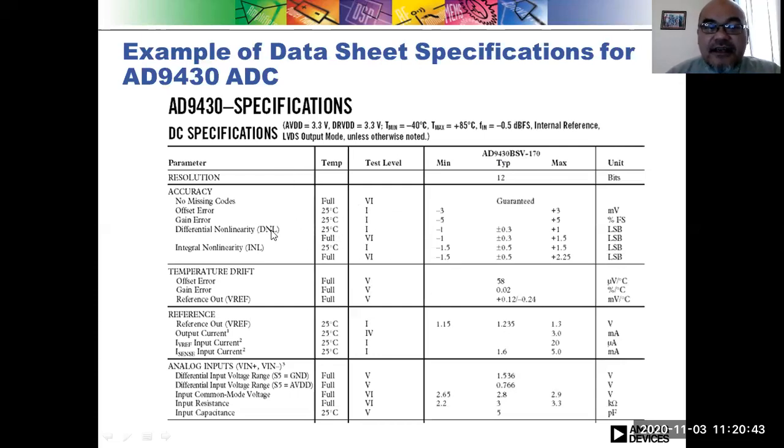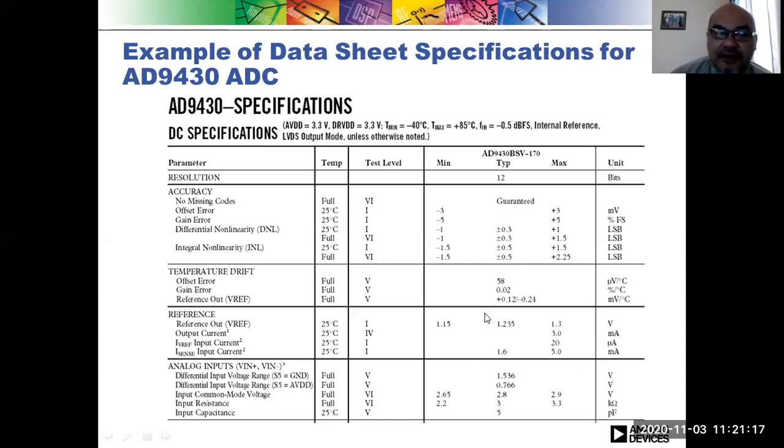So the accuracy here is given. The DNL, the differential nonlinearity, and INL, integral nonlinearity, are given in terms of the least significant bit. So plus minus 0.3, for example here. The temperature drift is also given. The reference value is here, 1.235 volt, but can be between 1.15 until 1.3 volt with a typical value of 1.235 volt.